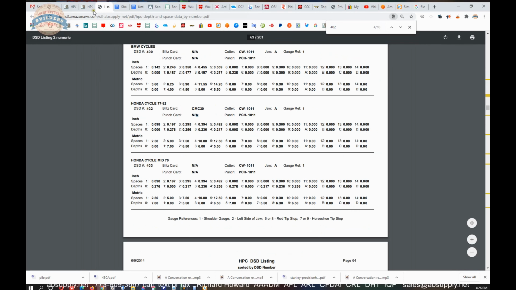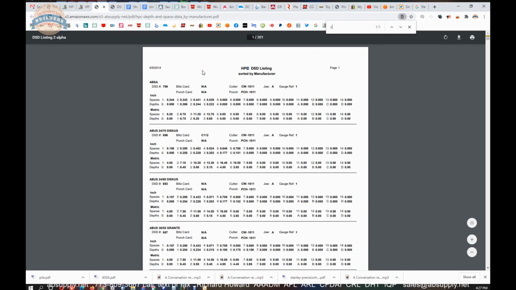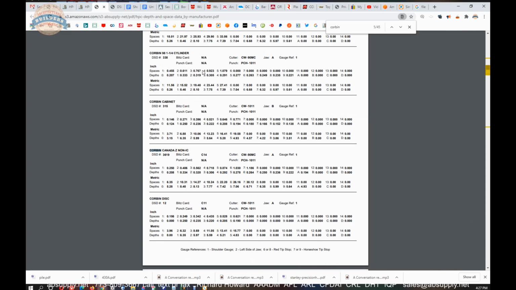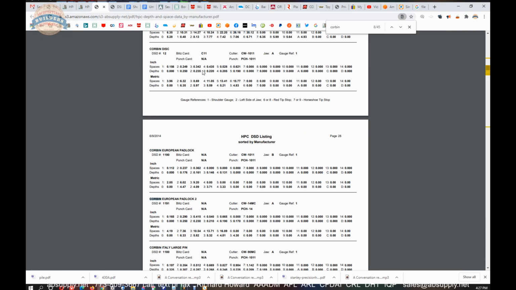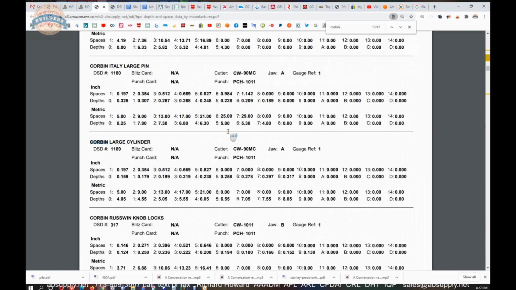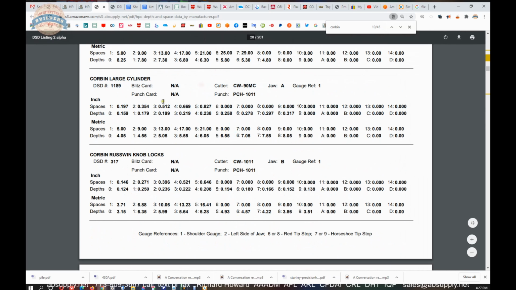The reason to point out the depth and spacing data to you, by either number or more commonly by manufacturer, is, let's say you were working on a Corbin system: Corbin pre-System 70, System 70, Russwin, things of that nature. You're going to be able to find depth and spacing data for the several and many different Corbin systems. Corbin large cylinder, CW90MC, that's your cutter.